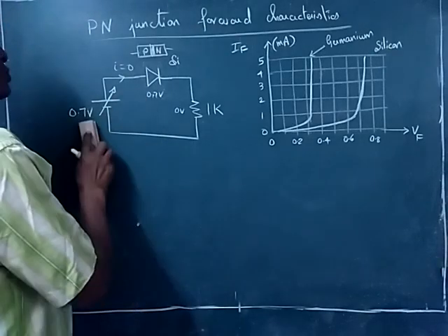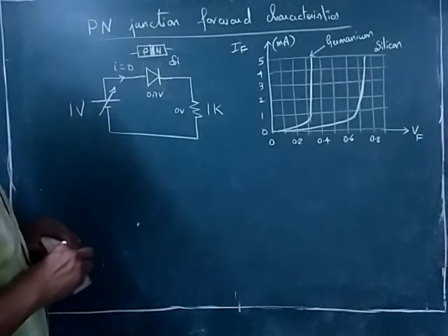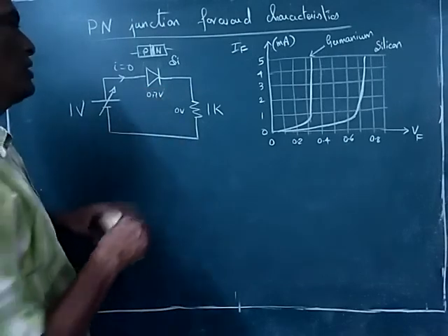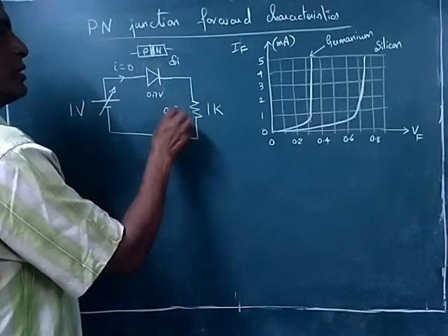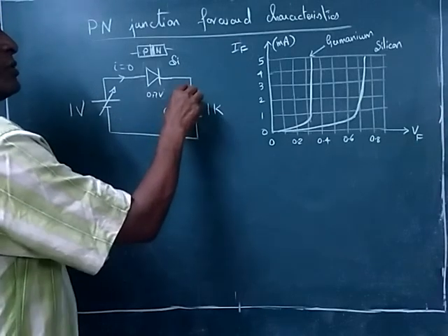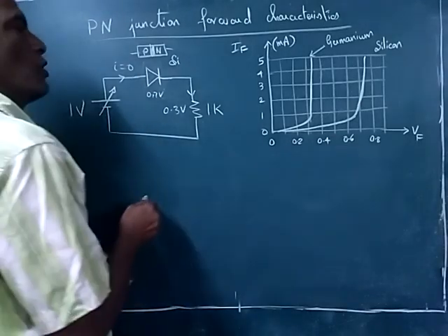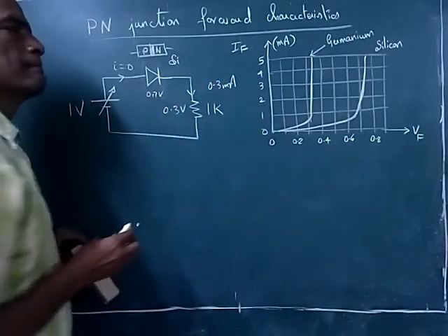But when it goes to 1 volt, the diode will take 0.7. Balance 0.3 volts will be here across the 1K. So now the current flowing through the circuit is 0.3 by 1K, which is 0.3 milliamps.